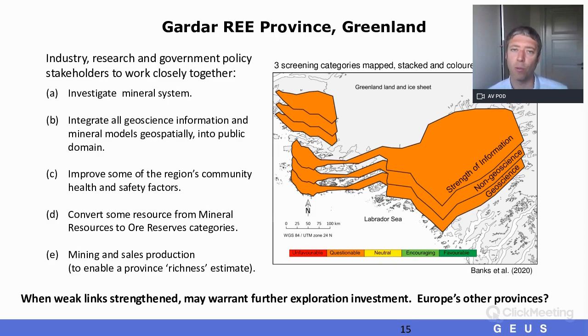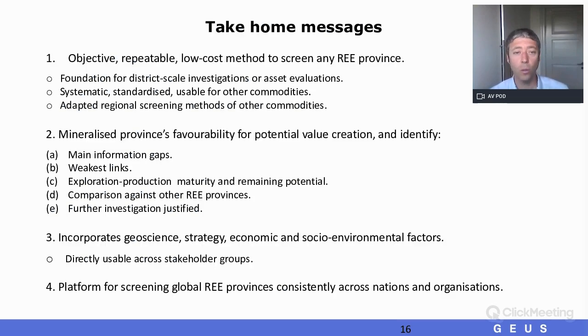And so if the Gardar rare earth element province is currently only questionable, what about Europe's other rare earth element provinces? To our knowledge, they haven't been studied in this way. We'd like to do that. And so if you're interested in collaborating, please let's talk further.